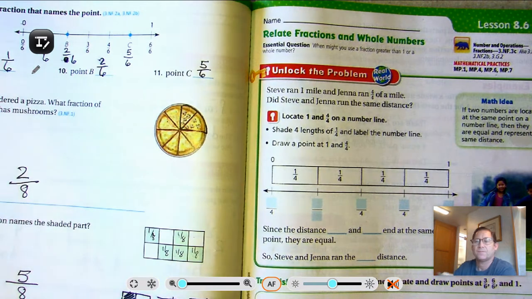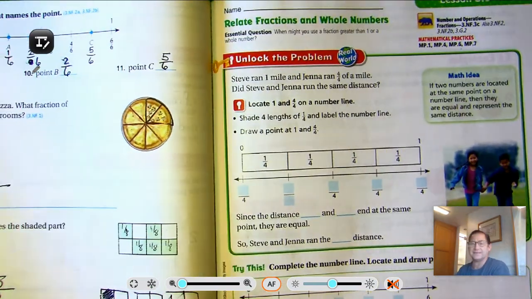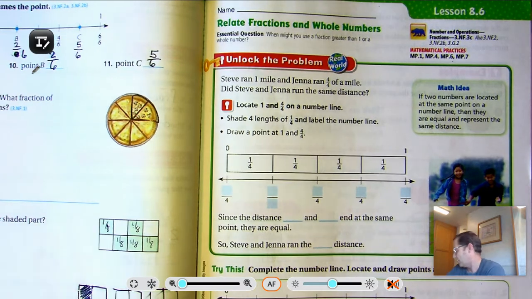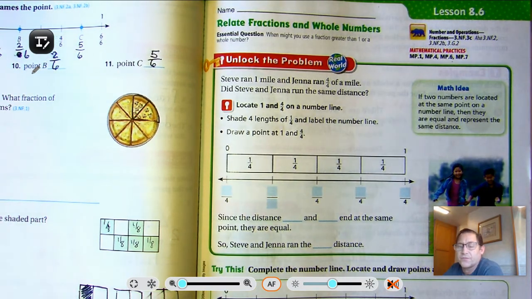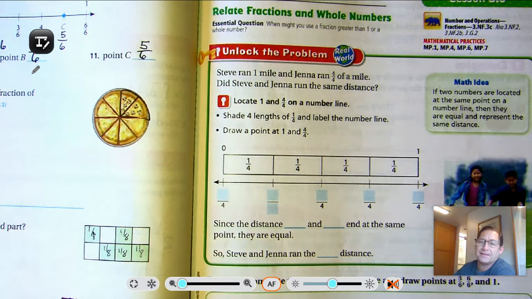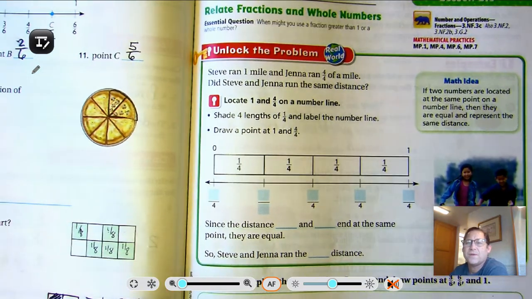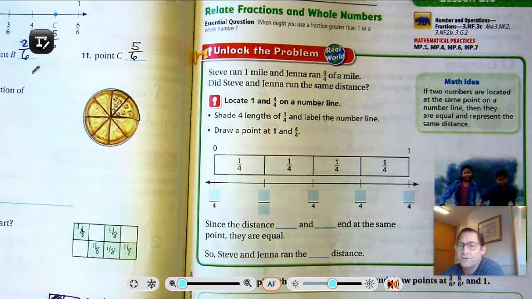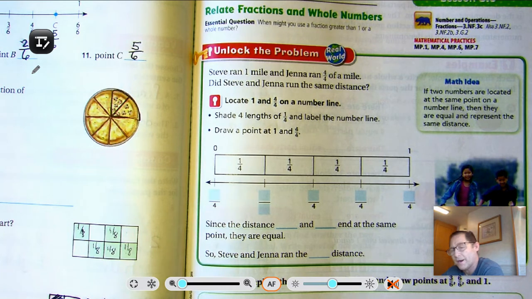Hello, everybody. Today we're going to go over lesson 8.6 on page 343 of the third grade textbook. Relate fractions and whole numbers. Our essential question that you should be able to answer at the end of the lesson is, when might you use a fraction greater than 1 or a whole number?